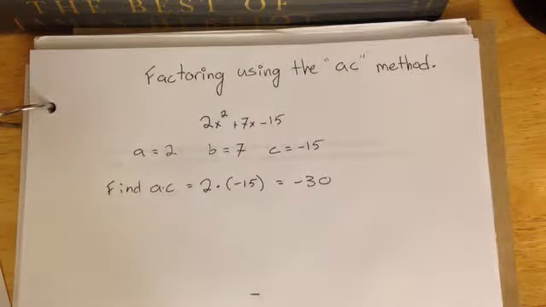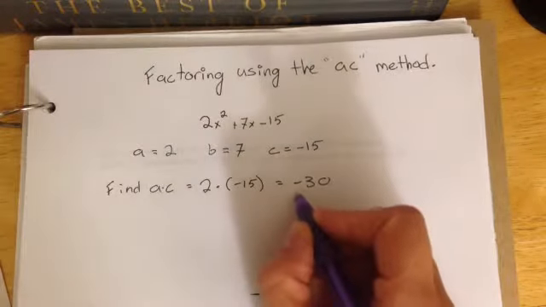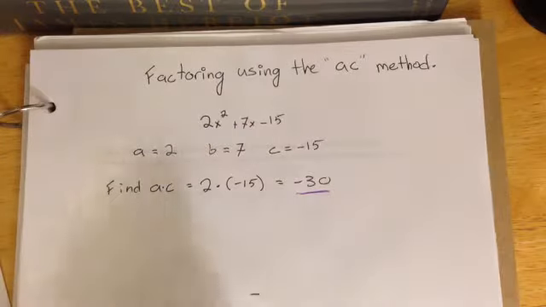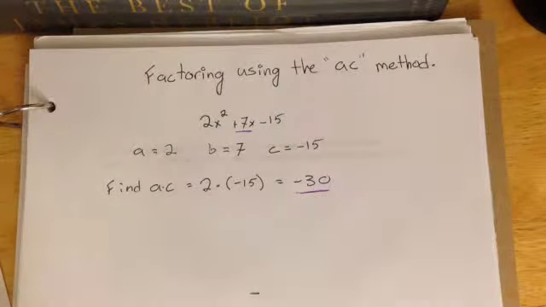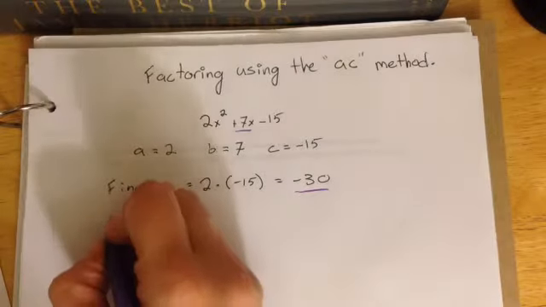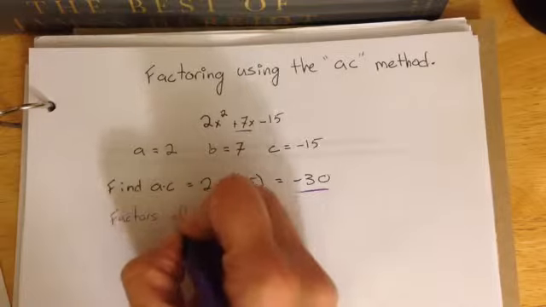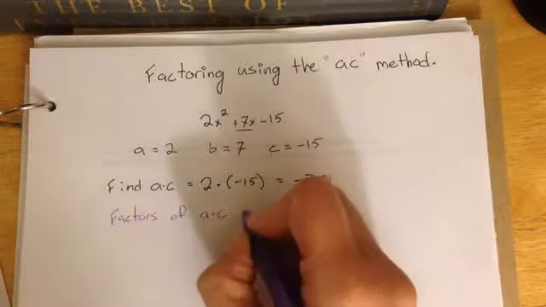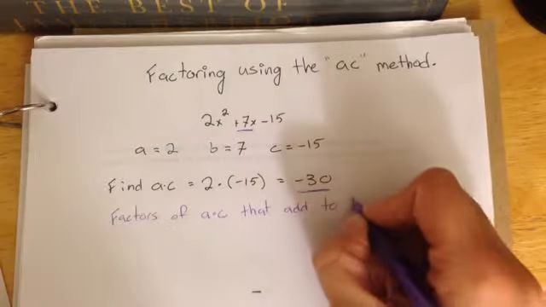Now that we know that A times C is negative 30, our next step is to start looking for factors of negative 30 that add to 7, which is our B term. So we're looking for factors of A times C that add to B. I'm going to go ahead and write that down. Again, we're looking for factors of A times C that add to B.